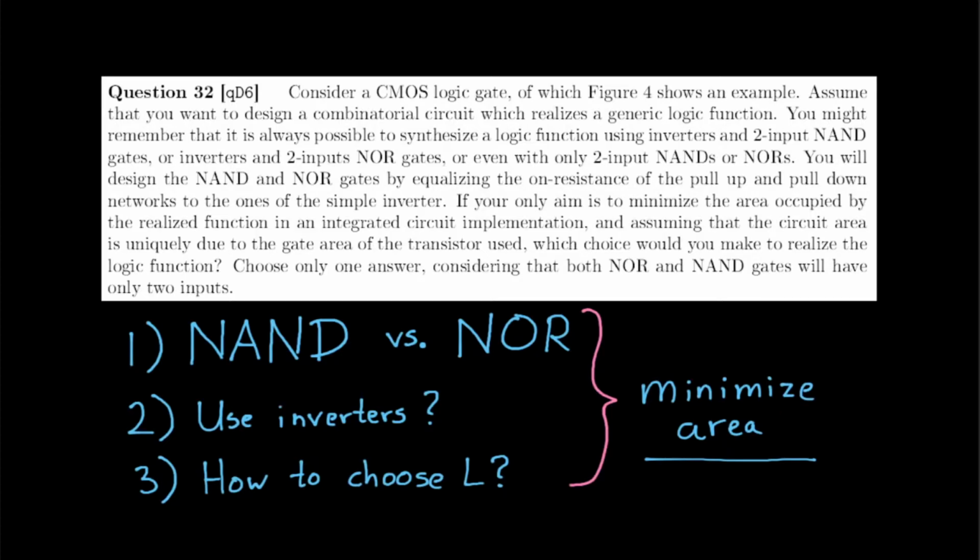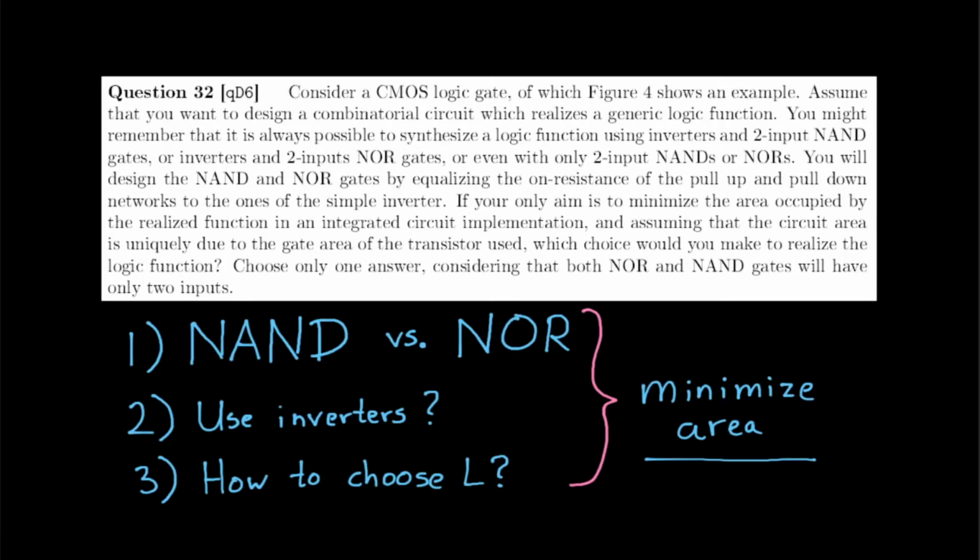You might remember that it is always possible to synthesize a logic function using inverters and 2-input NAND gates, or inverters and 2-input NOR gates, or even with only 2-input NANDs or NORs. You will design the NAND and NOR gates by equalizing the on resistance of the pull-up and pull-down networks to the ones of the simple inverter.